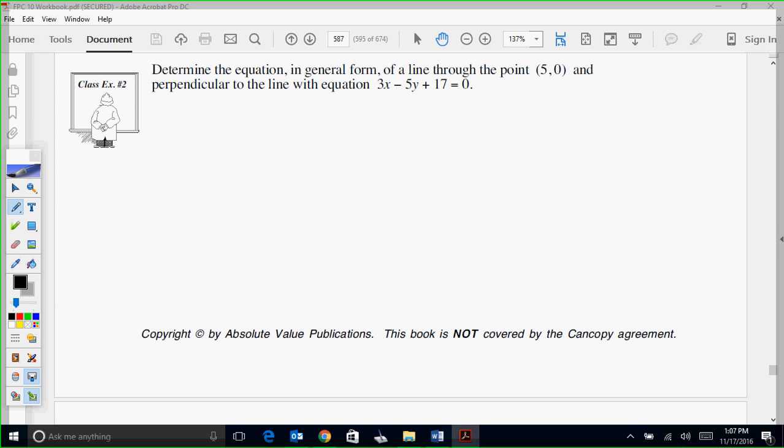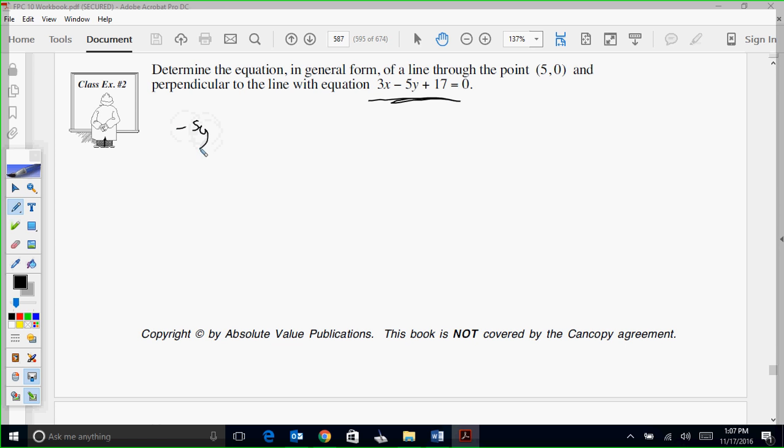Does that make sense? Here, we're trying to find, in general form, a line that goes through this point and is perpendicular to this line. But the point (5, 0) and this line are not related. So what I first need to do is figure out what the slope of this line is. That's what I need to figure out first. Everybody okay with that? Okay, so let's go, minus the 3x.